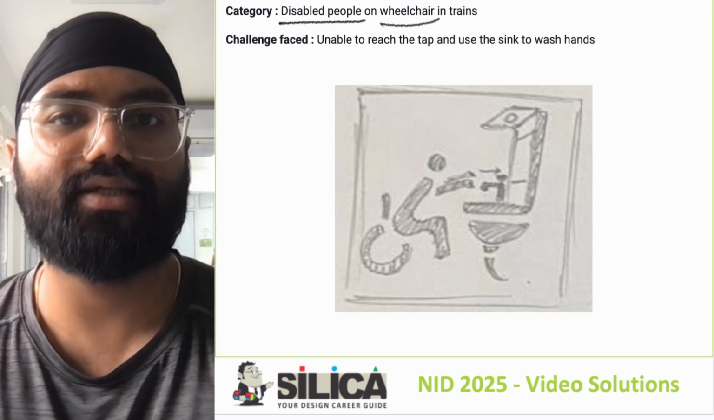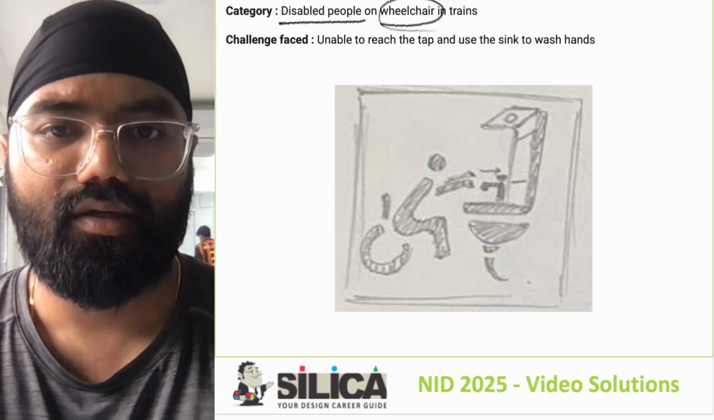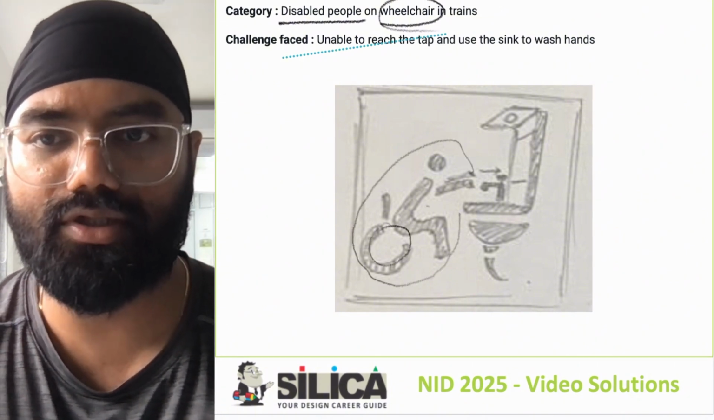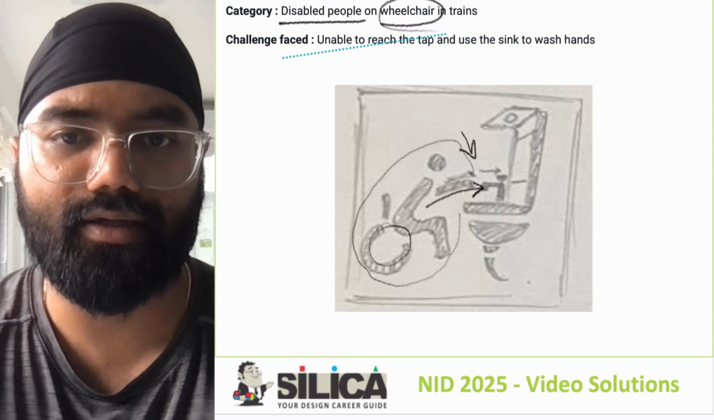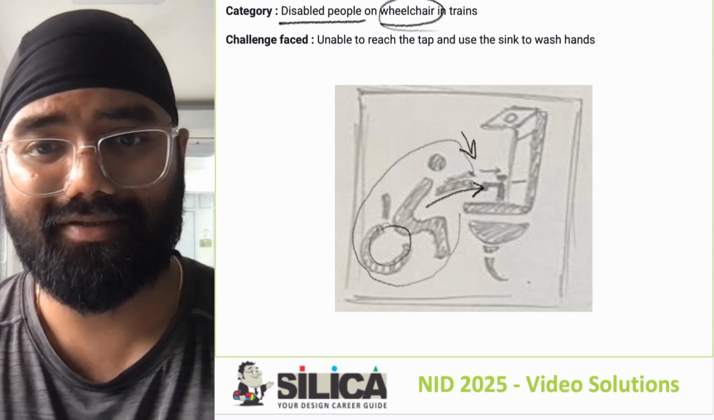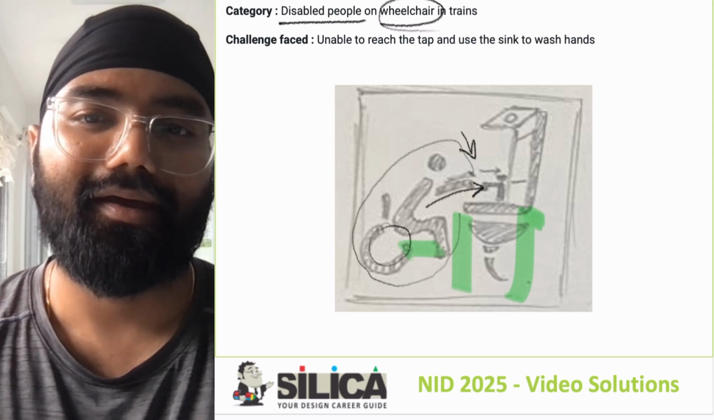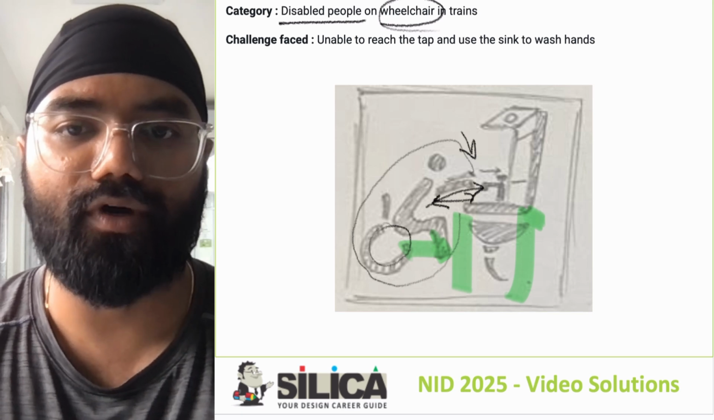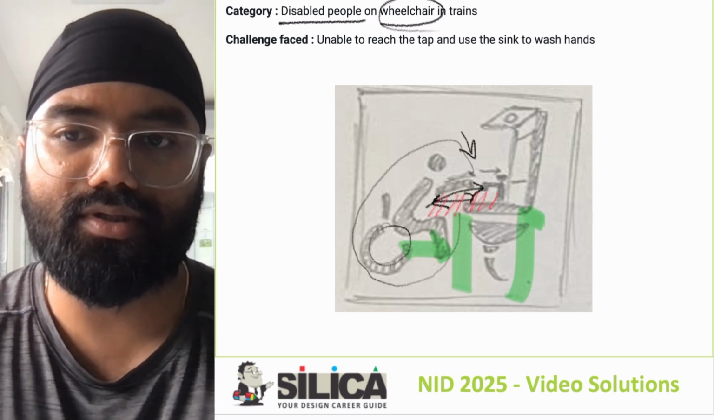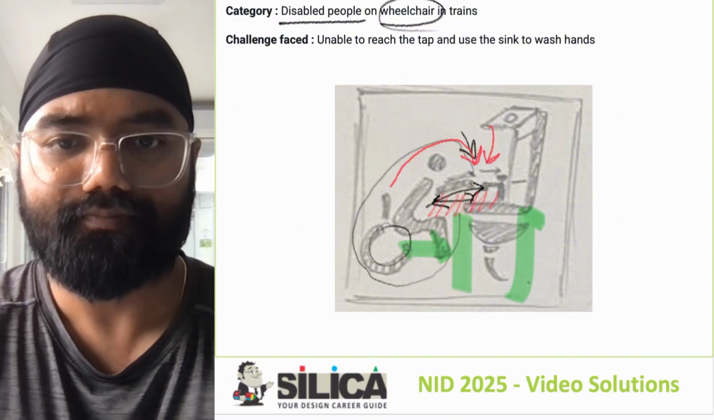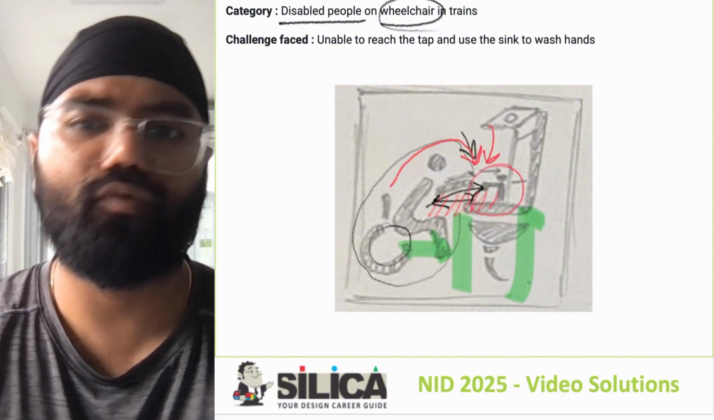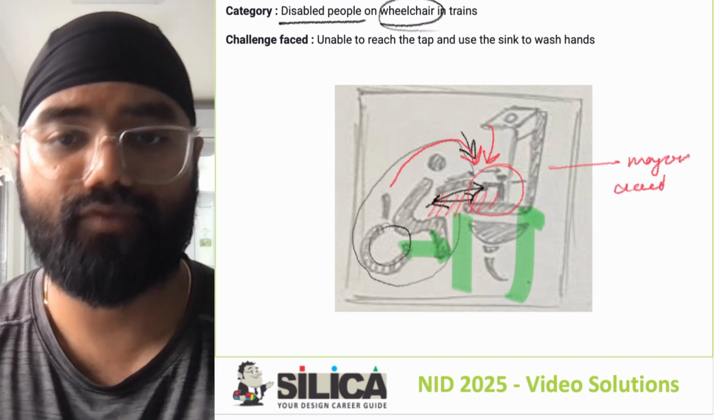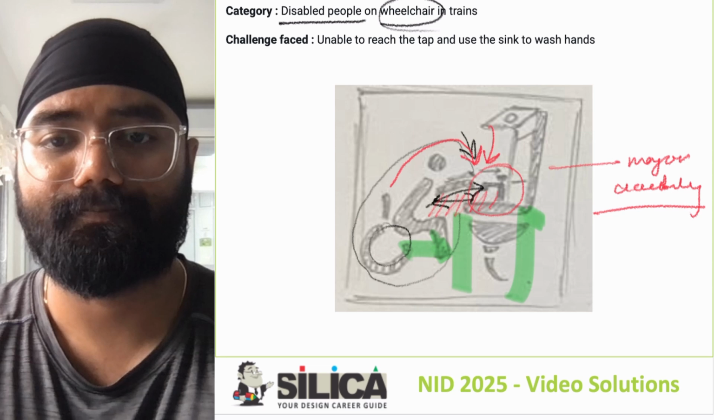The first one is disabled people on a wheelchair. You can see in this particular sketch that a person on a wheelchair is struggling to reach the sink. The major challenge is that the sink is placed too high and is very compact. There's no front clearance for the wheelchair, so a disabled person simply can't roll in and reach the tap to wash their hands. It's a major accessibility gap, which has been shown in the sketch.